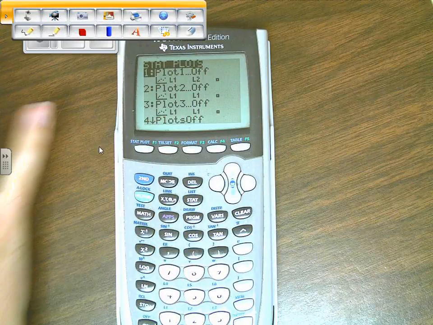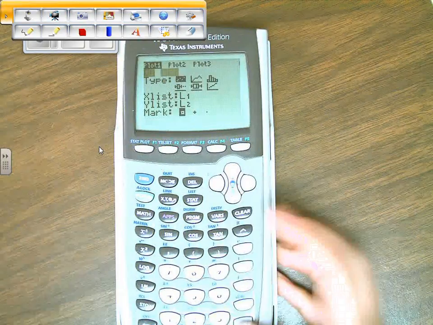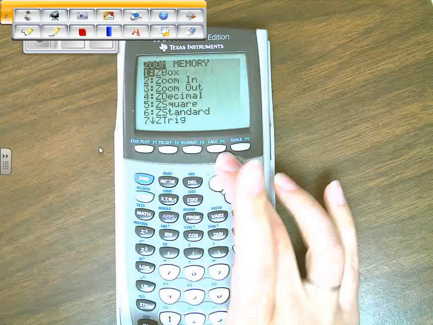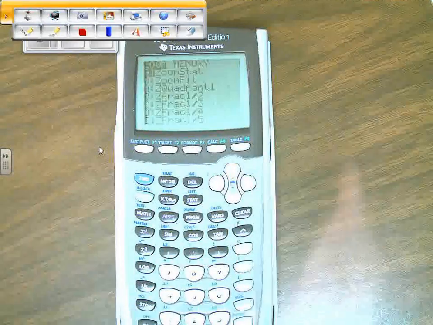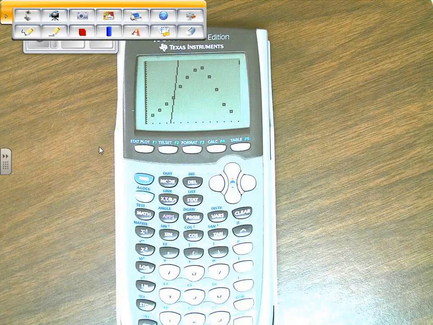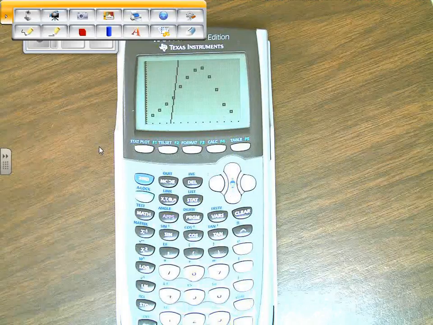So I could do that again. You don't have to do any of this. I could turn that plot on and zoom data or something like that. Zoom stat. And it will show me the graph of this. So you can kind of see I have something in my y equals, that's why a random line came up through there. You can see this looks kind of like a trig function, and that's what we want to find.